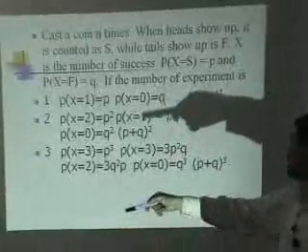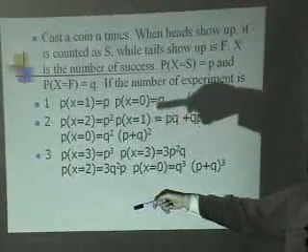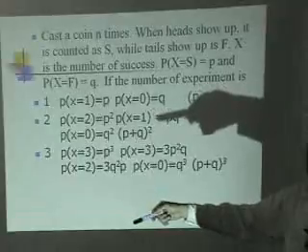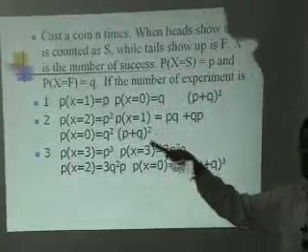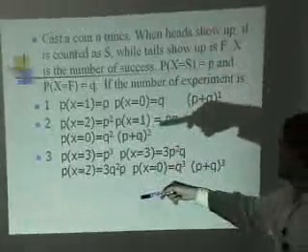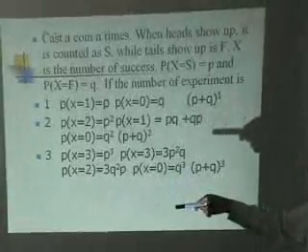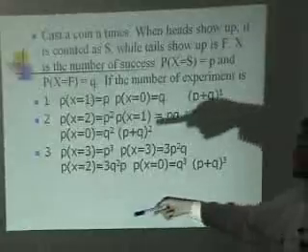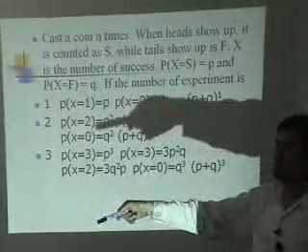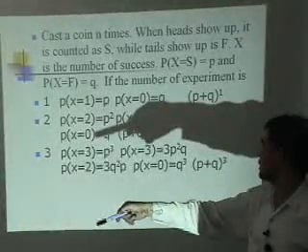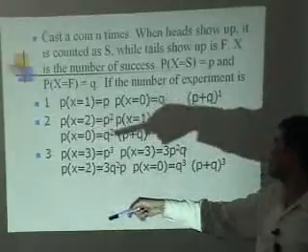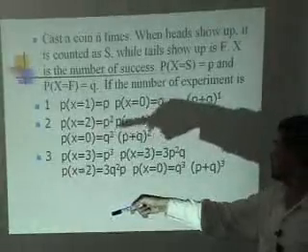If you have x equal to 1, what does that mean? You have head, tail, tail, head. So it is p times q and q times p. And here it is failure. You have two tails, and the probability is equal to q squared.